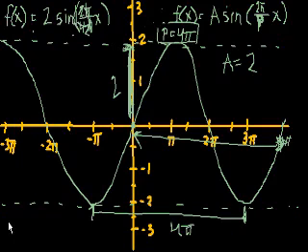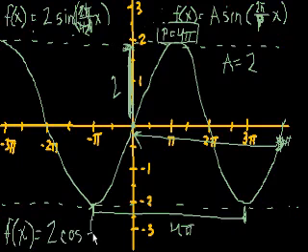And I'll ask you a question. What would this function look like? F of x equals 2 cosine of 1/2 x. Well, it's going to look the same, but we're going to start at a different point. Cosine, what's cosine of 0? When x is equal to 0, this whole term is equal to 0. Cosine of 0, we learned before, is 1. So f of 0 is equal to 2. Let me write that. F of 0 is equal to 2.